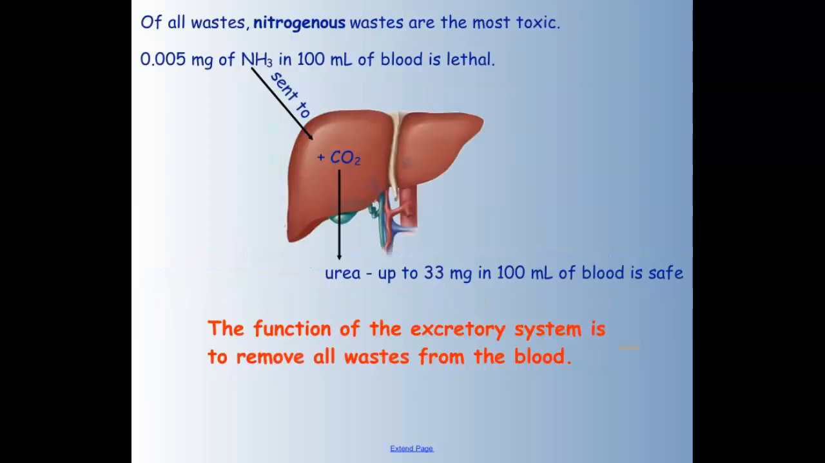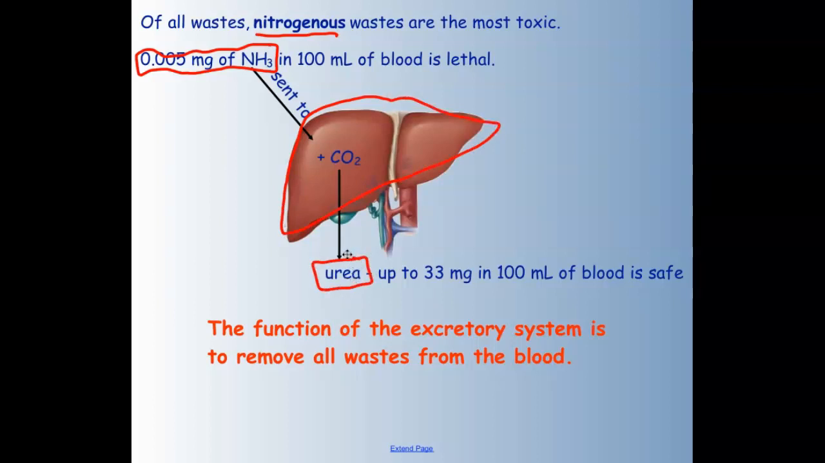So speaking of ammonia, we can only have about 0.05 milligrams of ammonia. Okay, that's a super, super small amount. So when our body builds up this nitrogenous waste, to immediately deal with it, it goes to our liver, which is this organ right here. And our liver makes it into something called urea.